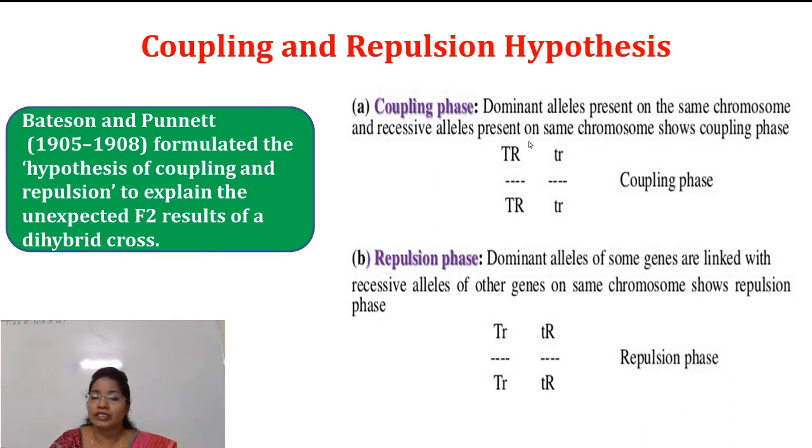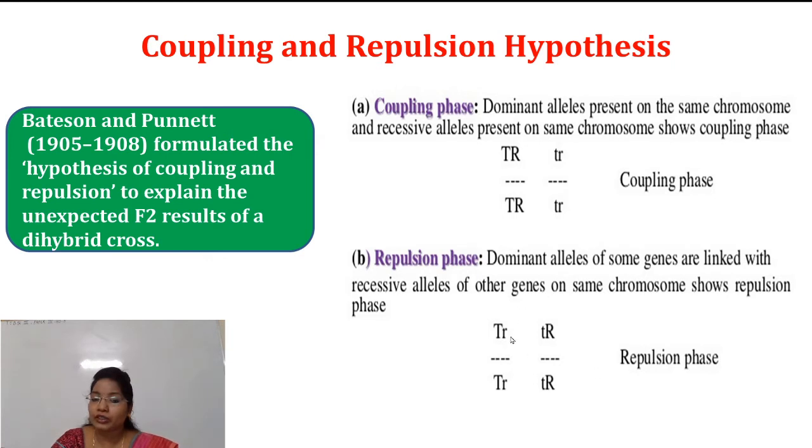Coupling phase means when the dominant alleles are present on the same chromosome and the recessive alleles are also present on the same chromosome, they show the coupling phase. For example, the dominant alleles, that is capital T, capital R, and the recessive alleles, that is small t, small r. In this way, the two dominant alleles and the two recessive alleles show the coupling phase. The next is dominant alleles of some genes.